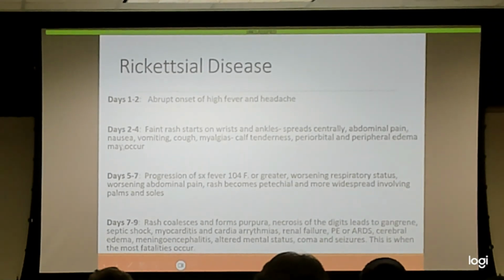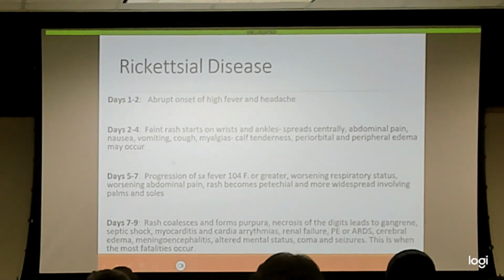And you can see all the other things that it causes: nausea, vomiting, cough, myalgias, calf tenderness, periorbital and peripheral edema. Day 5, your fever is still progressing. It's at 104, so it's a high fever, right? And it gets worse. Here, you're going to get worse abdominal pain, but your rash becomes petechial.